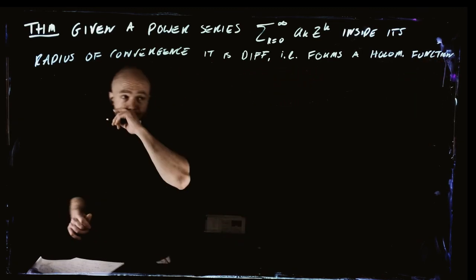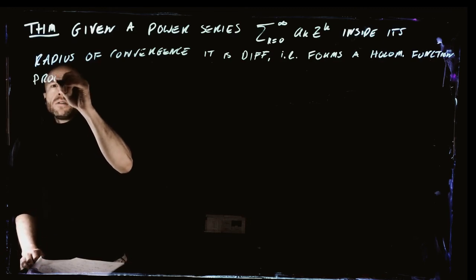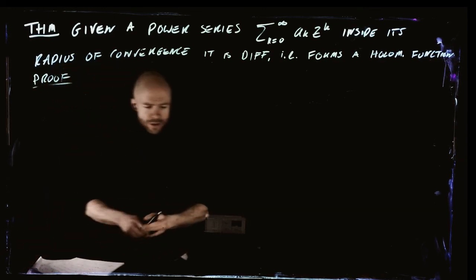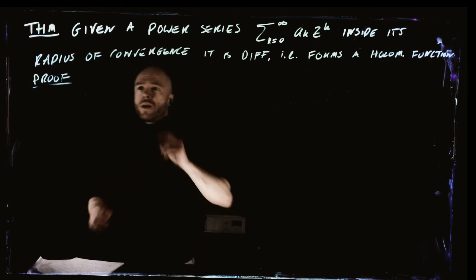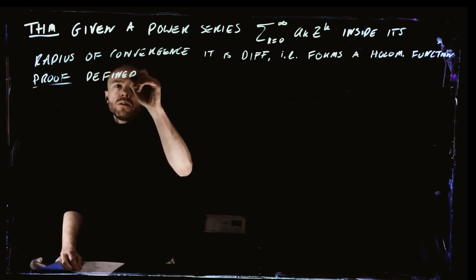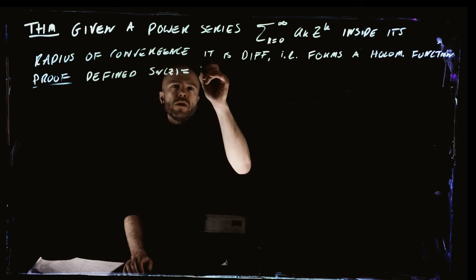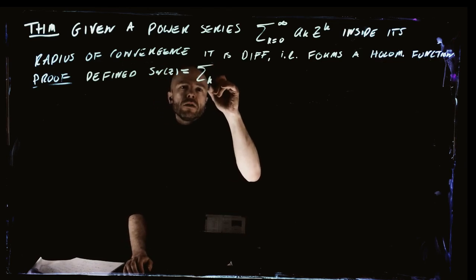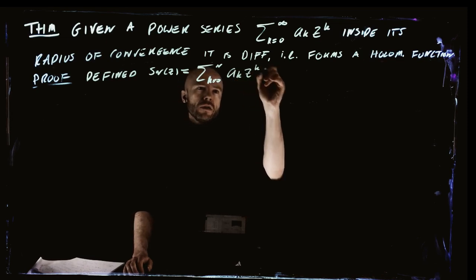All right. So we got quite far into the proof. What did we do? We defined various things, right? We defined the S_n partial sum like this, which was the sum from k equals 0 up to n, a_k z^k.